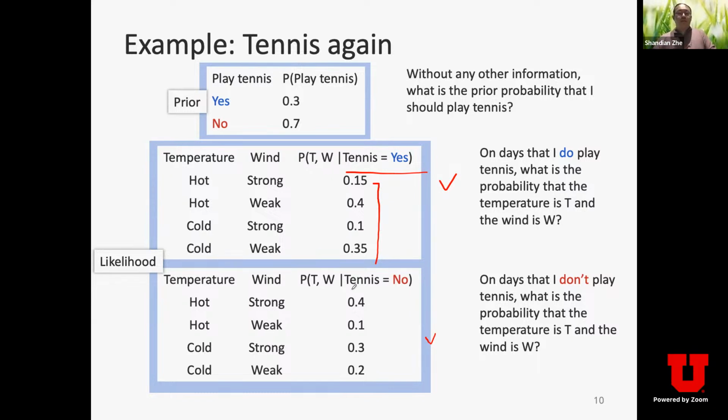Similarly, we also need the probability that, given you stay at home, namely the label is 0, the temperature and wind take different values. Again, we have 4 combinations. Each combination corresponds to a particular probability. Okay?